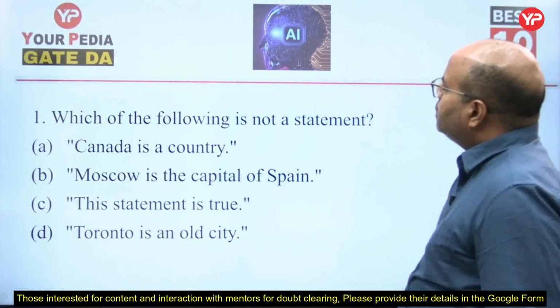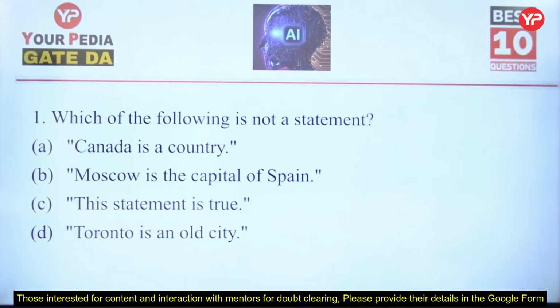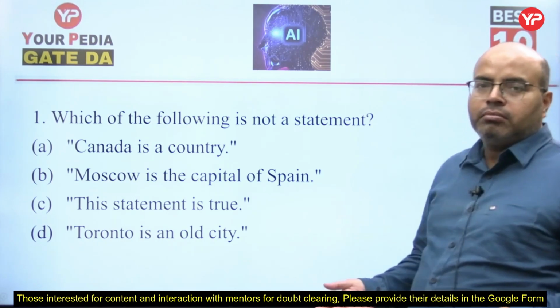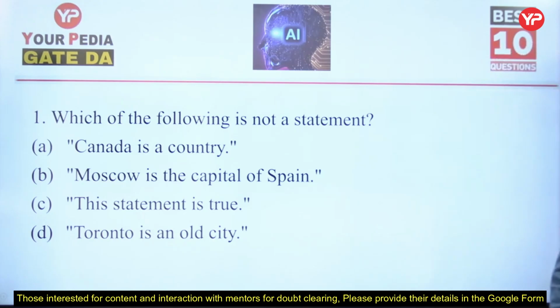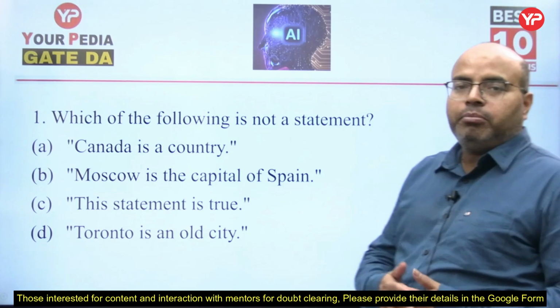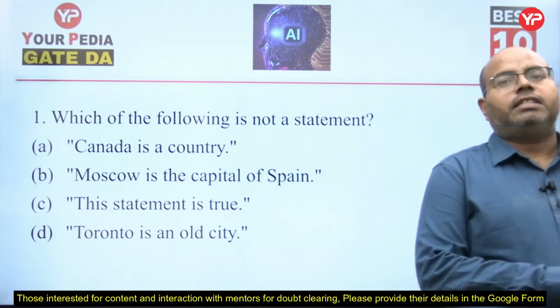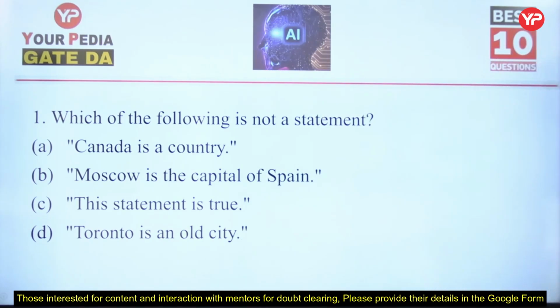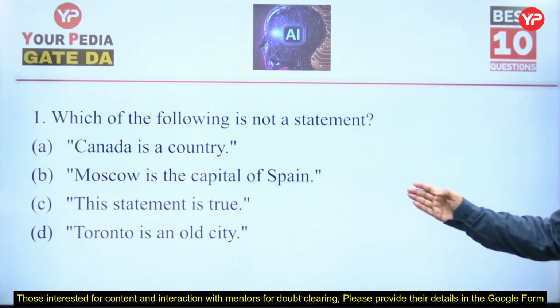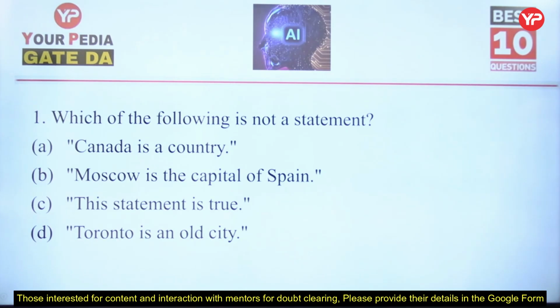Which of the following is not a statement? Canada is a country, of course, it's a statement. Right, a true statement. Moscow is the capital of Spain. Is it a statement? Yes, it's a statement, though it's a false statement. Not a true statement, but still it's a statement. Now see the third one.